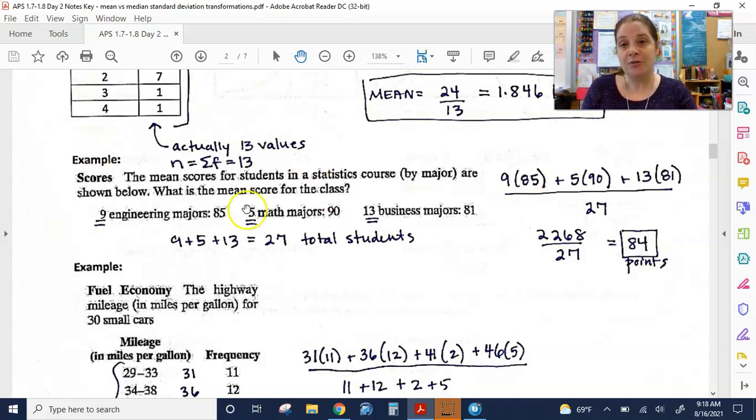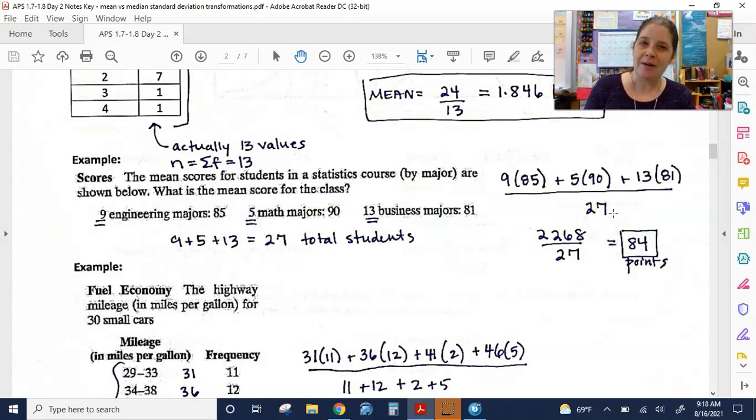So again, what we want to do is we know that the 9 had an average of 85. So if we did 9 times 85, that'll tell us how many actual points they had as a group. And then 5 times 90, and then 13 times 81. That's going to give me all my points. And I just need to be careful because if there are 9 of these and 5 of those and 13, instead of dividing by 3, I'm going to divide by 27. Okay, so again, I end up with 84 points.